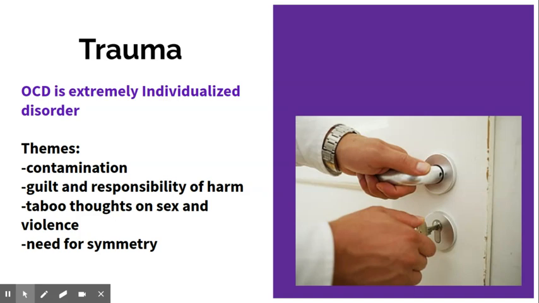So, trauma is important to someone with OCD because OCD is an extremely individualized disorder. This means that usually someone with OCD will have a theme to their disorder. Those themes include contamination, guilt and responsibility of harm, taboo thoughts on sex and violence, and need for symmetry. Usually the theme of their OCD is related to the traumatic event that they have experienced already. So, this means that OCD is developed as a result of a patient's past experience with trauma.